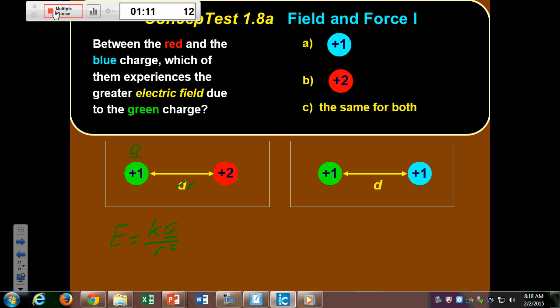Ask your neighbors if you like. You're doing a lot better. But just a few more seconds. I'm going to stop at 120.